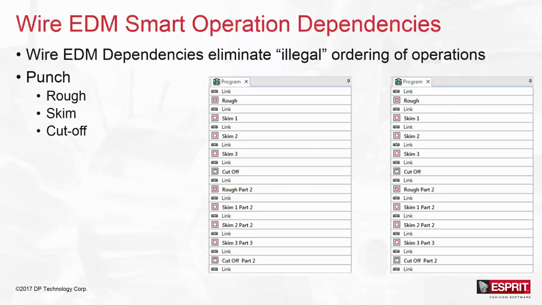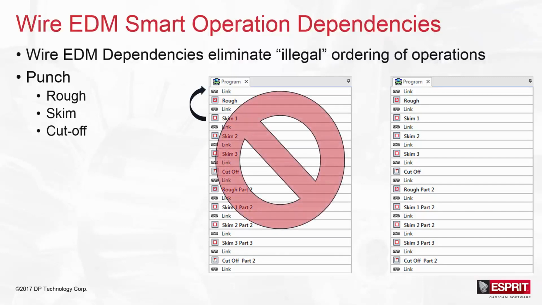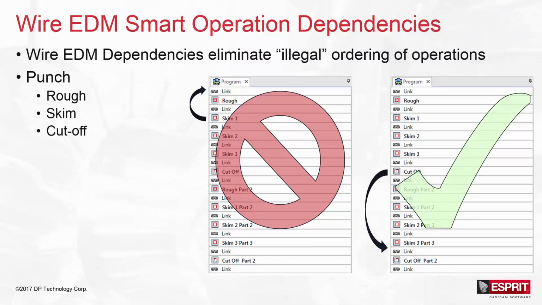For example, when you have an operation with 4 skim cuts, you cannot move the last skim cut above the rough cut. If you were to do that, the wire would surely break due to there not being enough power going through the wire. So as you can see, I would not be able to move skim 1 above the rough cut. That would be something that's illegal. However, it would be perfectly legal to move the cutoff from the first set of operations to the cutoff with the second set of operations. That would be a legal move.